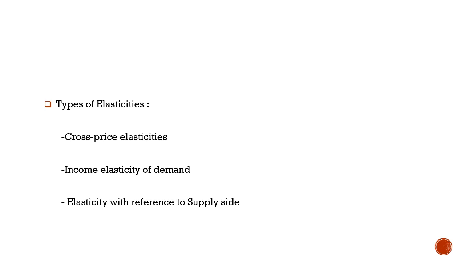If we were to put this in the form of a formula, then cross price elasticity would be percentage change in quantity demanded due to change of price of another good. And for income elasticity of demand, the formula would be percentage change in quantity demanded due to change in income. So the percentage change in quantity is a common thing in all the formulas.